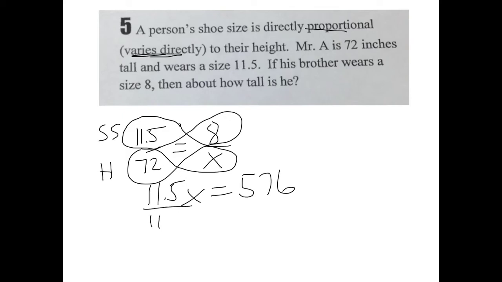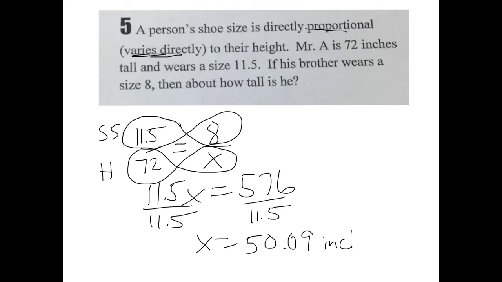When it's beside it, I divide it. So divide both sides by 11.5. And I get x equals 50.09. And that would be inches tall. So anytime you see the words directly proportional or varies directly, you know you can set up a proportion and do the butterfly.